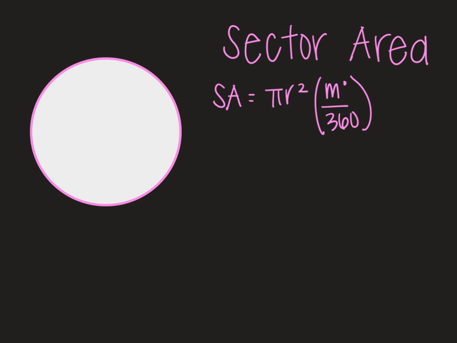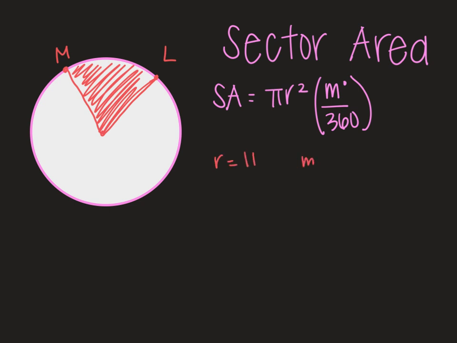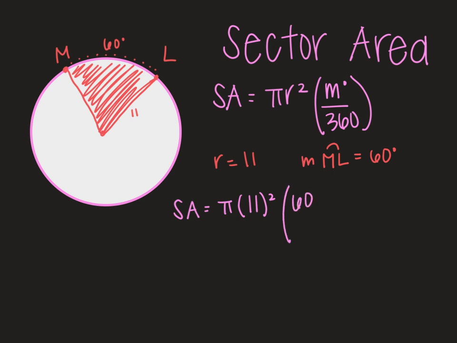So let's write in an example. Say I have sector ML. Sectors look like this. I'm finding the whole area of the sector right here. For this example, say that my radius equals 11, and the measure of arc ML equals 60 degrees. So that's all given to me. My radius is 11, and this arc right here is 60 degrees. I can plug all of that information into my formula. My sector area equals pi times my radius squared multiplied by the measure of my arc, which is 60, over 360.